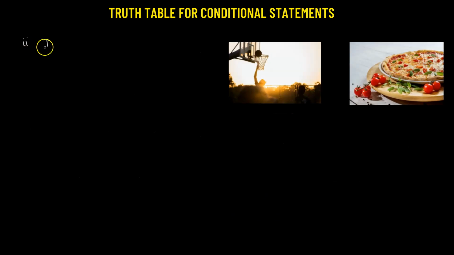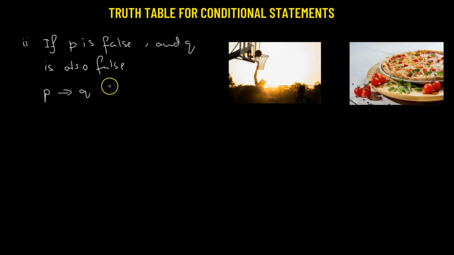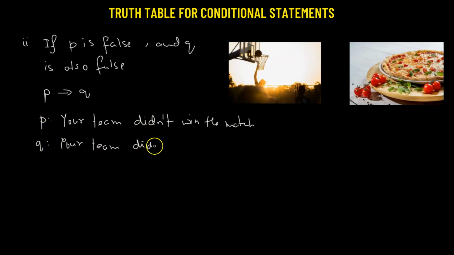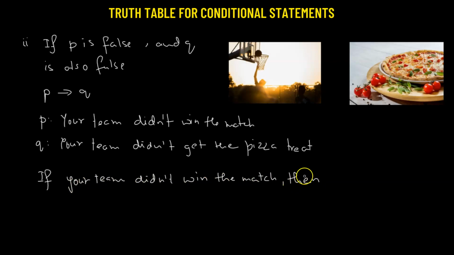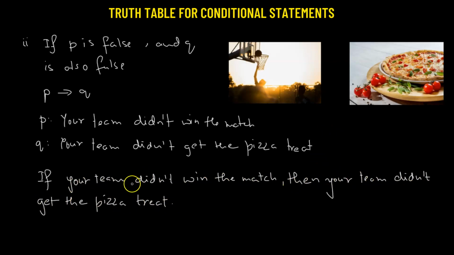Let's go to the next case. Both of them are false. If P is false and Q is also false, what will P implies Q give us? It's very easy to think. P being a false statement simply means your team didn't win the match, and Q false means your team didn't get the treat. So the if-then statement becomes: if your team didn't win the match, then your team didn't get the pizza treat. If we look at this particular statement, it makes complete sense. If you didn't win the match, then you didn't get the treat. So we will consider this to be a true statement. When P is false and it implies that Q is also false, the truth value will be true.